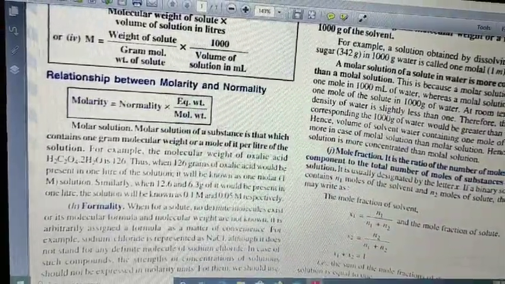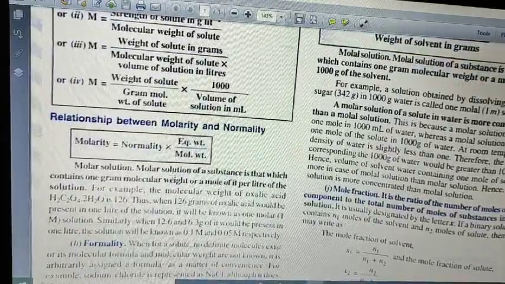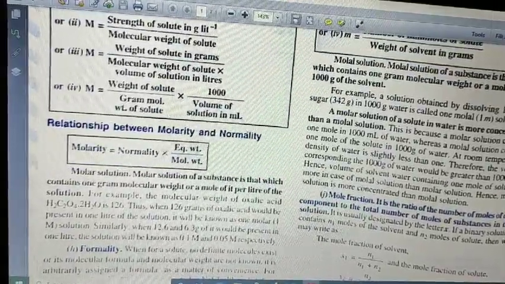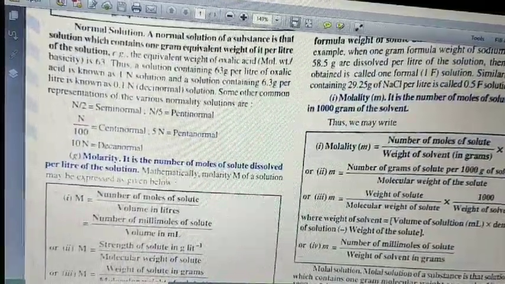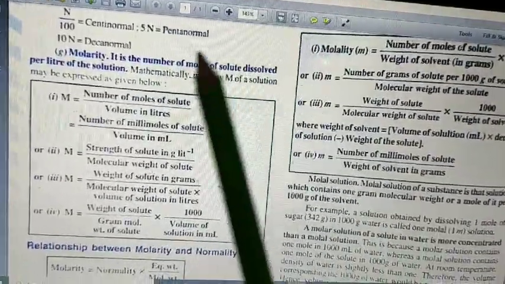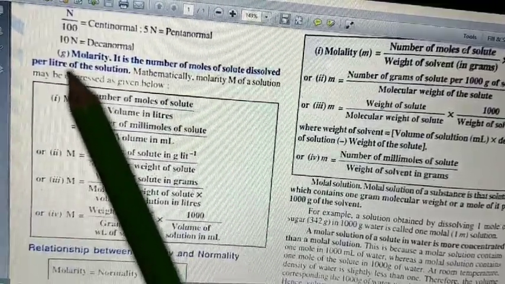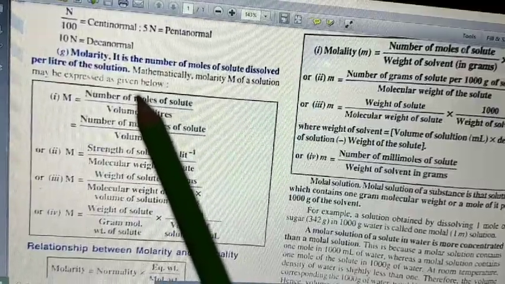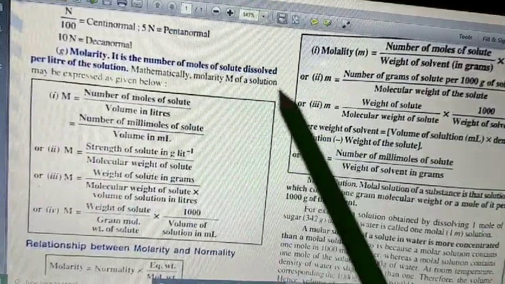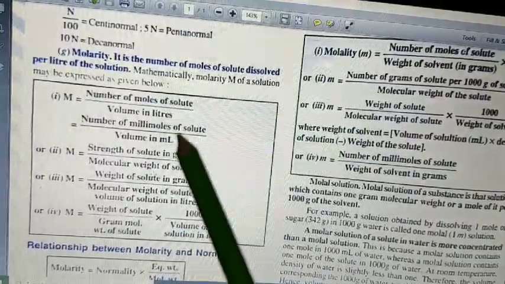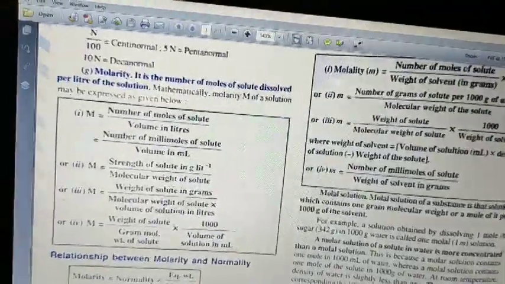Say for example, if you need to prepare a 1 molar solution of sodium hydroxide, for that we need to take the number of moles of solute. So what will be the number of moles of solute? Say 1 mole. If you want to prepare 1 molarity, then we need to take 1 mole, and 1 mole is equal to the molecular weight of the substance, so it will be 40 gram, and volume in liters means you need to take 1 liter of the solution. That will be a 1 molar solution.